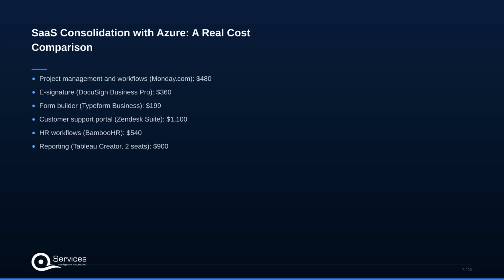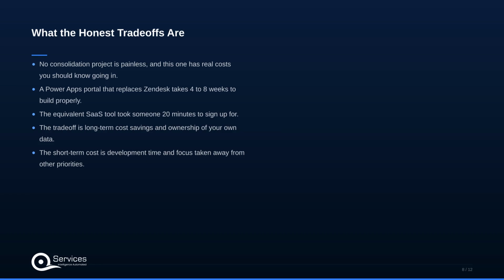Next up, SaaS consolidation with Azure, a real cost comparison. Numbers make the case more clearly than principles. Here's a realistic before and after for a 20-person SMB that ran a consolidation project over 6 months. Before. After.